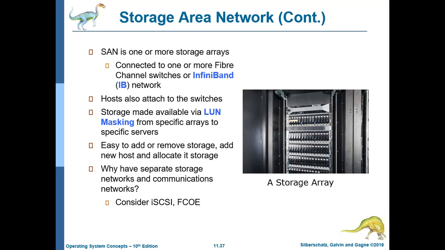Next, it is easy to add or remove storage, add a new host, and allocate the storage. So why have separate storage networks and communication networks? Because a SAN also uses bandwidth. So consider iSCSI or FCoE. What is FCoE? Fibre Channel over Ethernet, a computer network technology that encapsulates Fibre Channel frames over Ethernet networks.